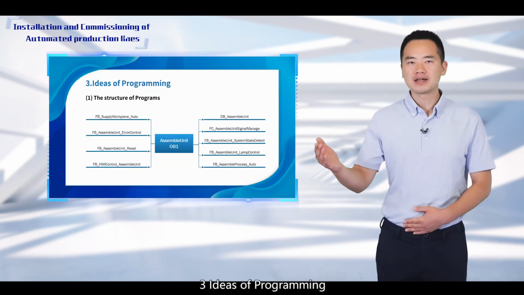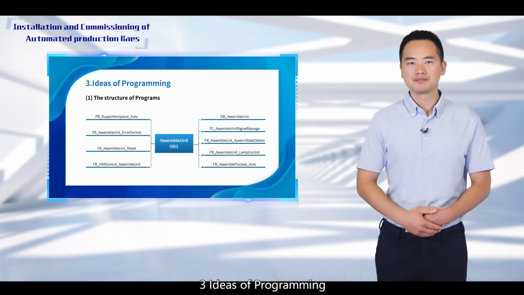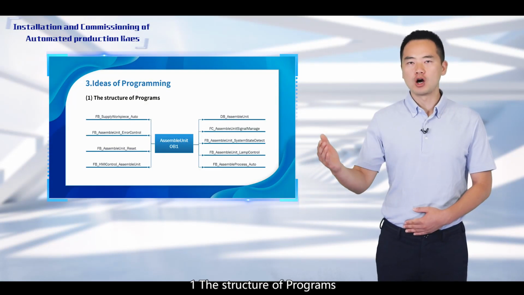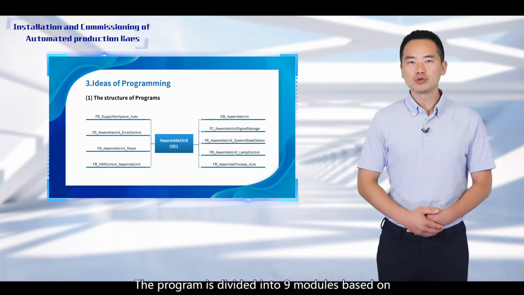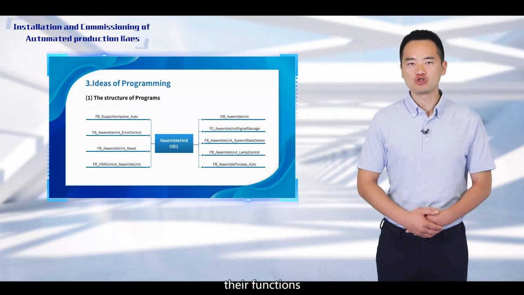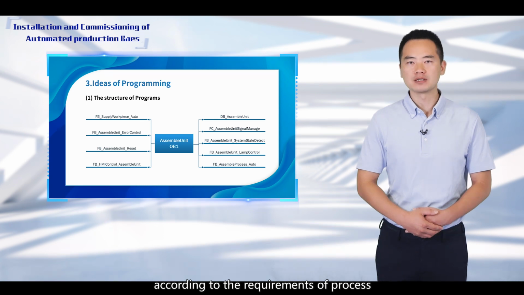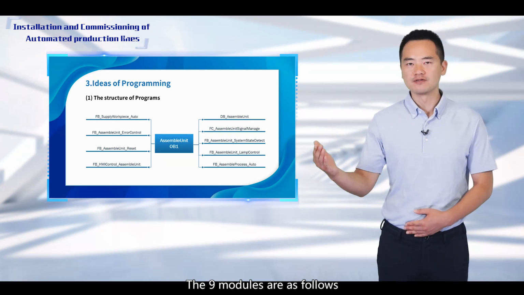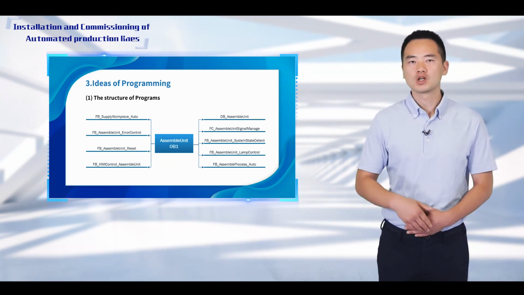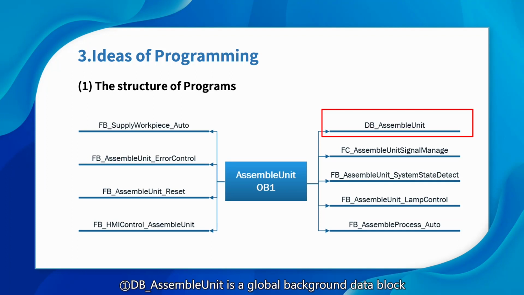3. Ideas of programming. The structure of a program. The program is divided into 9 modules based on the functions according to the requirements of a process. The 9 modules are as follows. 1. DB2Assemble unit is a global background data block. It is used to store the symbols and data related to assembly unit.